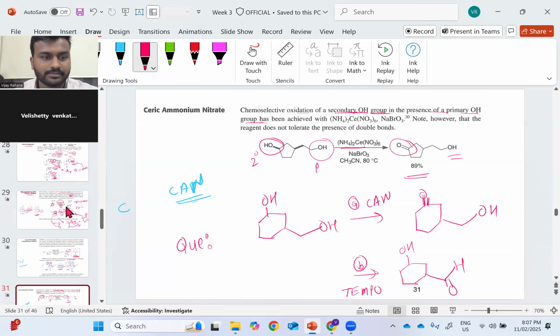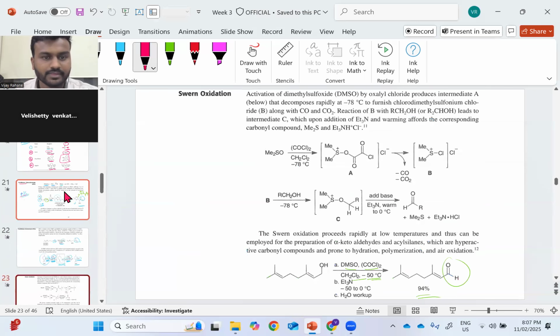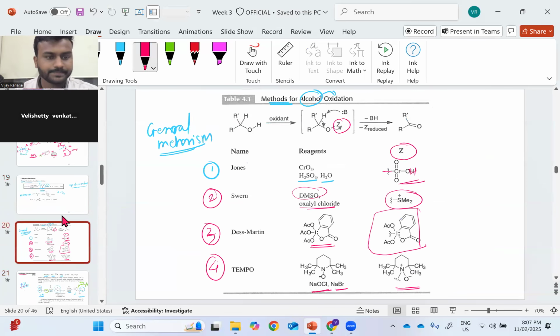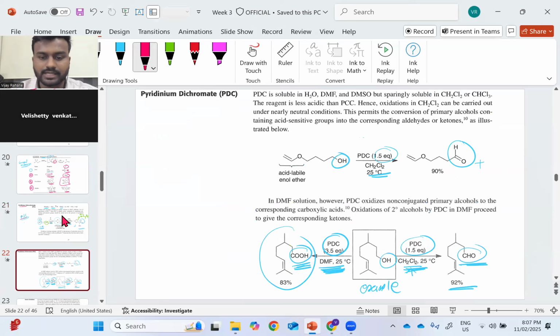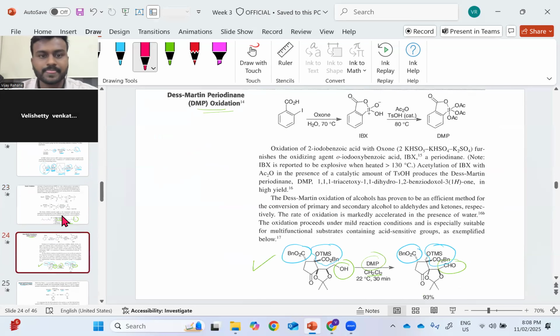Further, we have seen some oxidizing agents including PCC as well as PDC. The PCC selectively gives the aldehyde. With PDC we can get the acid as well as the aldehyde, depending upon what solvent we are using. Further, Swern oxidation, which we have already studied many times. Then the DMP oxidation, this also we have seen.